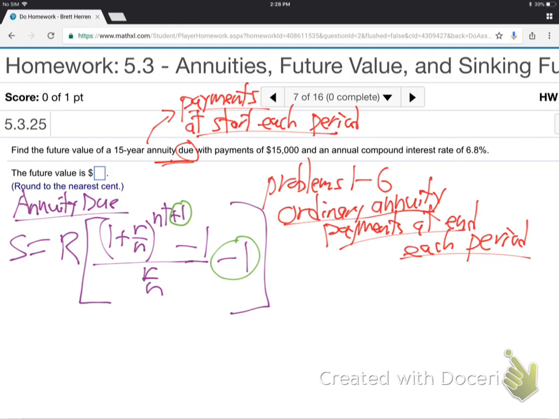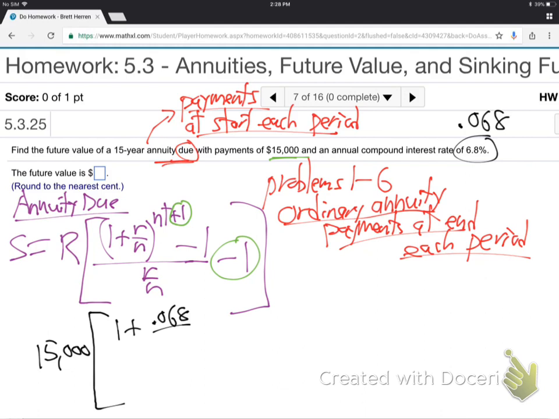So there it is. You just use it, plug it in, crank it out. Want to try this one? Find the future value of a 15-year annuity due with payments and an annual compound interest rate of 6.8%. So here we go. The payments, $15,000. And it's going to be 1 plus R. The interest rate is 6.8, so that would be 0.068 when you move the decimal back 2 places.